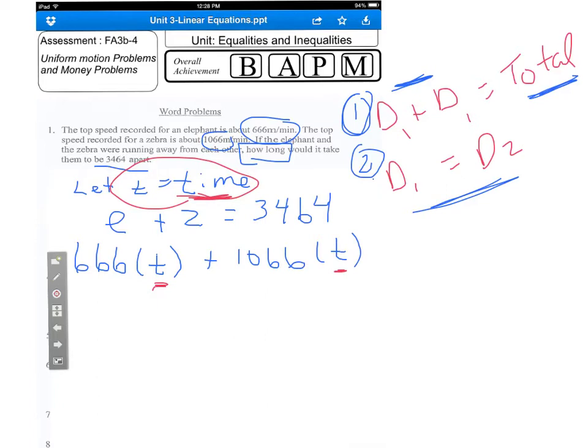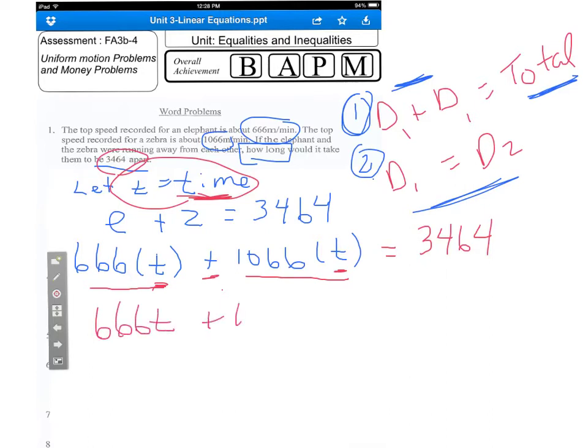So the speed is 666 per time plus 1,066 per time, which we don't know what it is yet, and this has to give me how far they are apart. I'll do my distributive property. I get 666t plus 1,066t. I will add my like terms, and I get 1,732t.